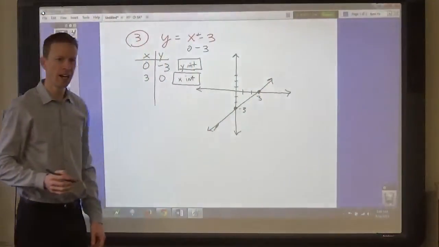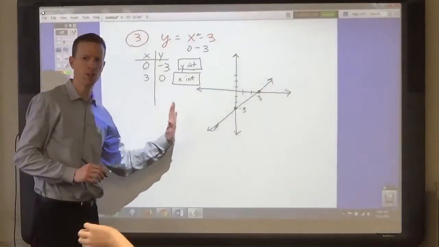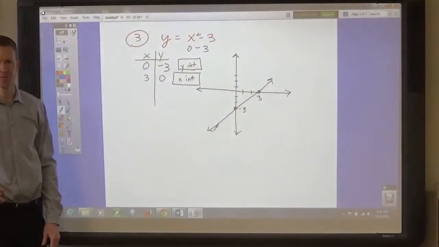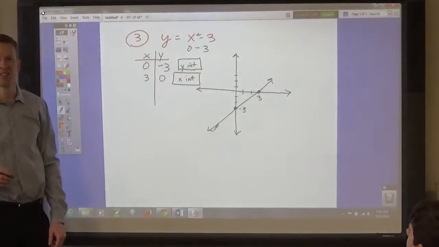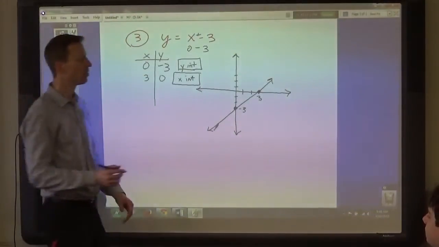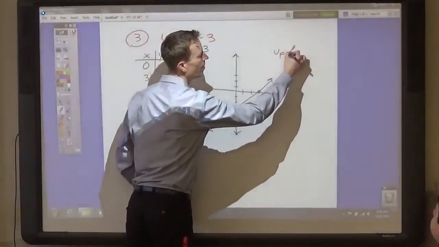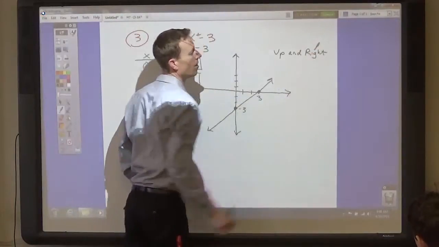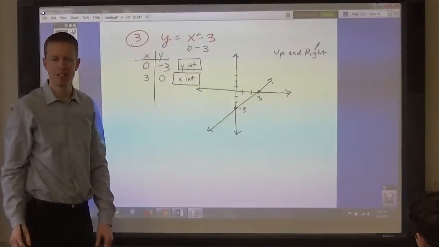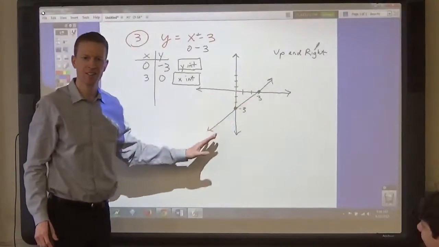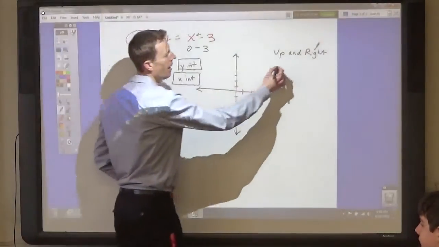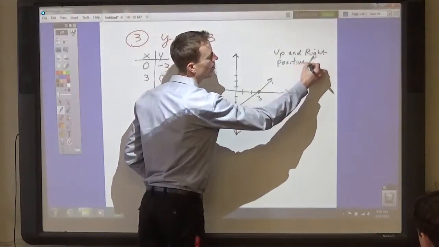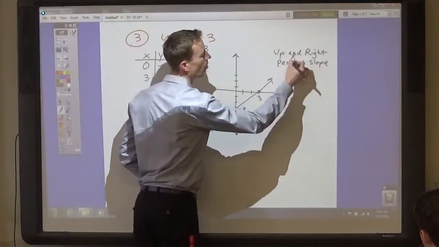Whenever you're describing a line, you describe it in terms of how it goes to the right. Kira? It's going up and to the right. Okay? That's called the slope of the line. And it's a positive slope. A positive slope goes up and to the right.